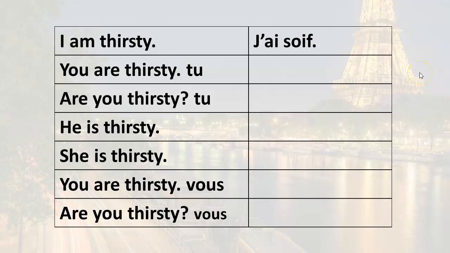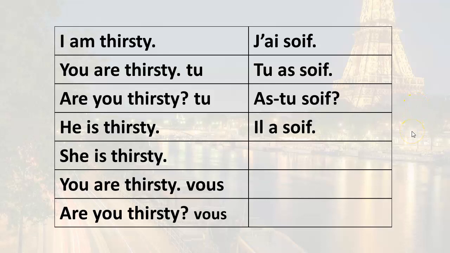You have thirst, literally. Tu as soif. You are thirsty. Are you thirsty using tu? As-tu soif? He is thirsty. Il a soif. She is thirsty. Elle a soif.